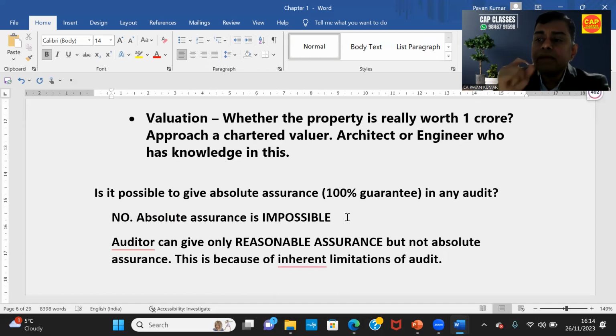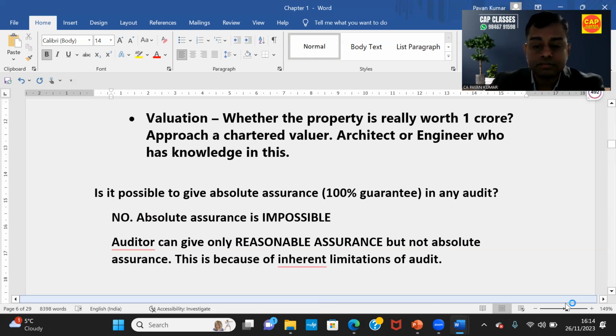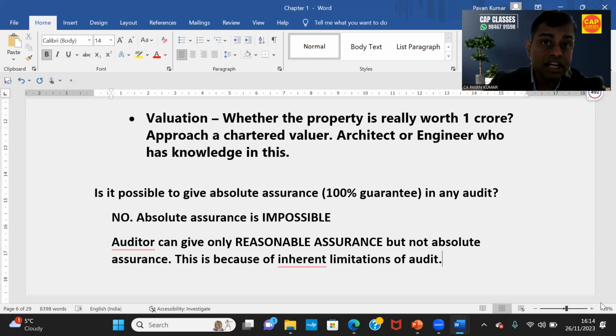This is a very, very important MCQ. Auditor can give only reasonable assurance, but not absolute assurance. Absolute assurance is not possible in audits because of inherent limitations of audit. What are the inherent limitations of audit? We'll see in the next session. There are certain inherent limitations of audit due to which the auditor cannot give absolute assurance. 100% guarantee I cannot give you because of some reason. What is the reason? Many reasons, not one reason. The reasons are inherent limitations of audit.